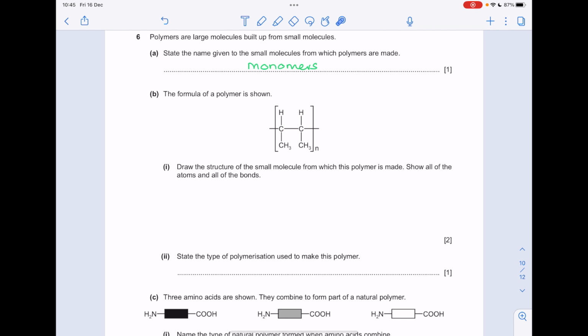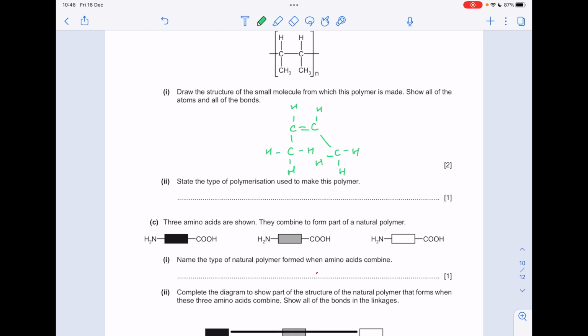So the monomer, remember, you need to reintroduce that double bond. And then just be careful, it's asked for all the bonds. And then just double check, each carbon atom has 4 bonds. Yeah, that's correct. So we remove these bonds here. State the type of polymerization used to make this polymer. It's actually addition polymerization. You're just adding them together.